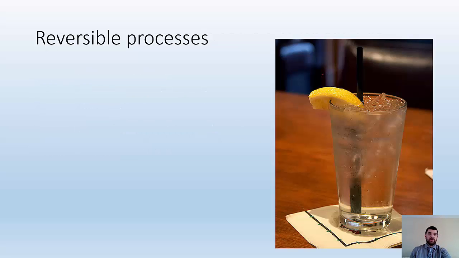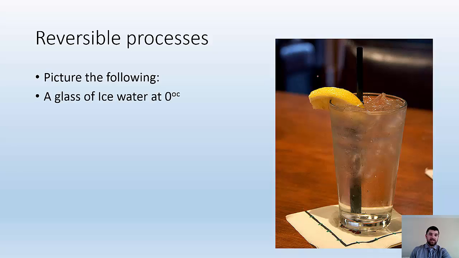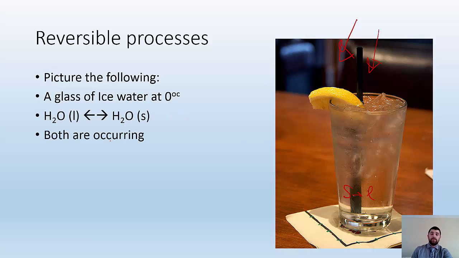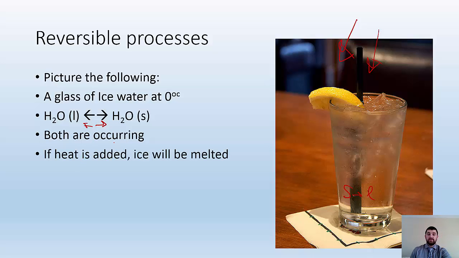All right, so reversible processes. Picture the following. You have a glass of ice water at 0 degrees Celsius. Here is your glass of ice water. Anyway, 0 degrees Celsius means that we have an equilibrium between solid and the liquid, from ice into water, right? So we got this equilibrium there. Both are occurring. There's melting and there's freezing occurring at the same time. That's why we have these double arrows. Both are happening. If heat is added, ice will be melted, right?